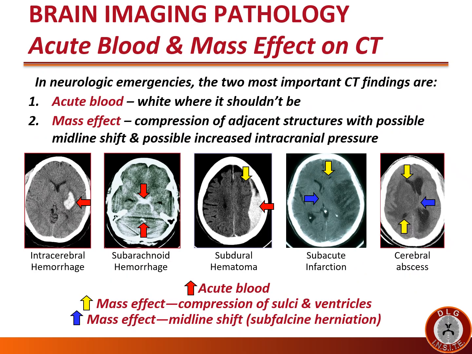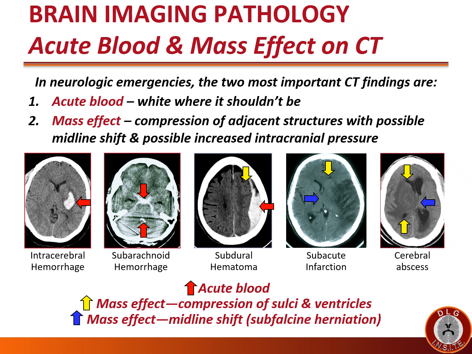Now let's turn to brain imaging pathology and we'll start with acute blood and mass effect on CT. In neurologic emergencies, the two most important CT findings are acute blood, which is basically white stuff where it shouldn't be, and mass effect, which refers to compression of adjacent structures with possible midline shift and possible increased intracranial pressure.